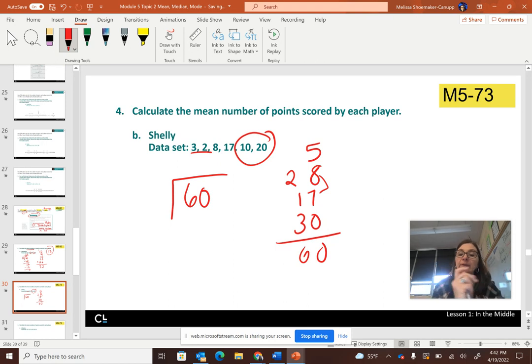How many numbers are there? 1, 2, 3, 4, 5, 6. Ooh, that's some easy math. I know that's going to be 10.